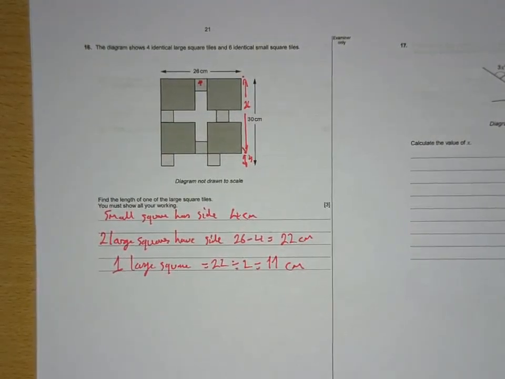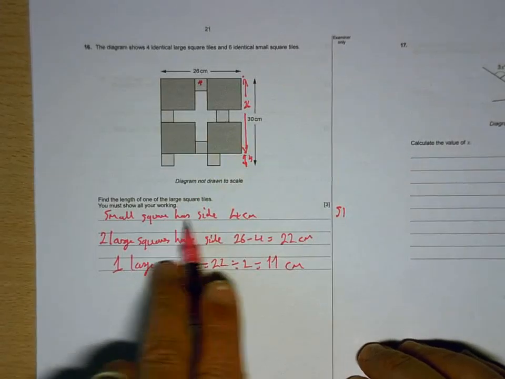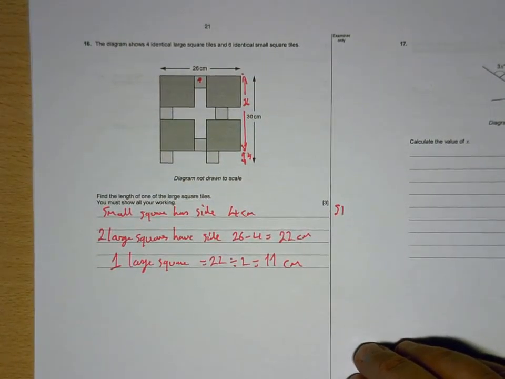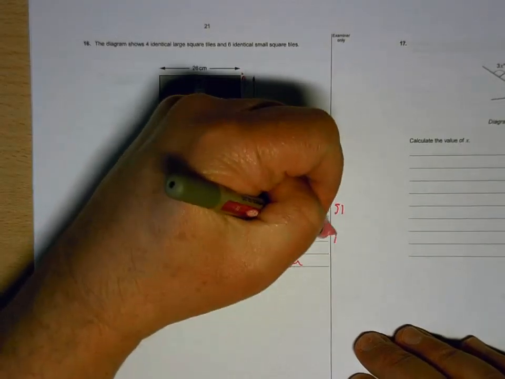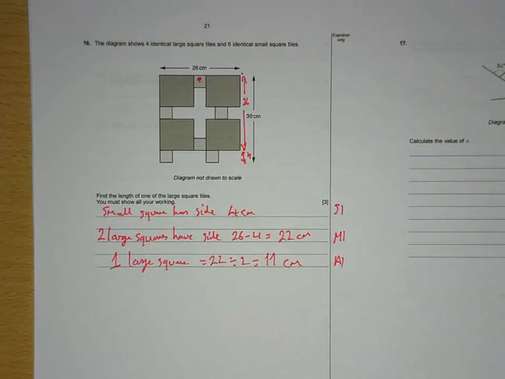And the marks for that: 1 mark for the small square, and then 1 mark each for taking it away and dividing by 2.